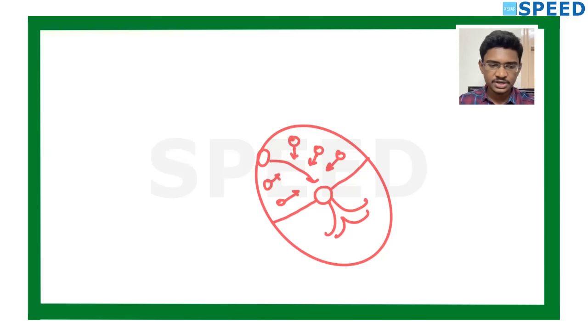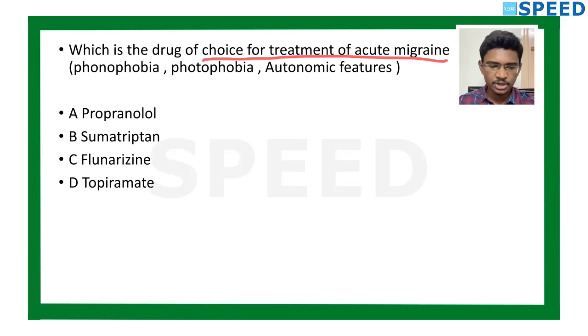Which of the following is the drug of choice for treatment of acute migraine? They are given features of phonophobia, photophobia, and autonomic features. So A, propranolol; sumatriptan; flunarizine; topiramate. Obviously the answer will be sumatriptan.